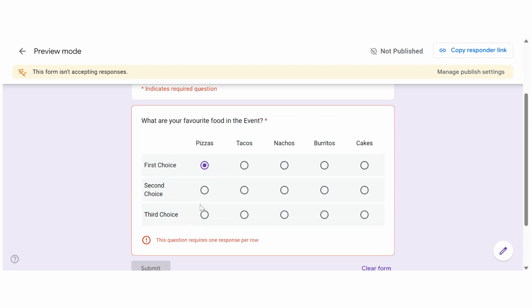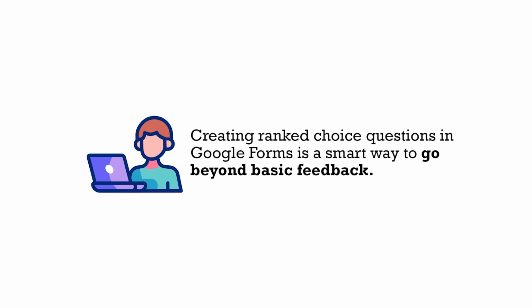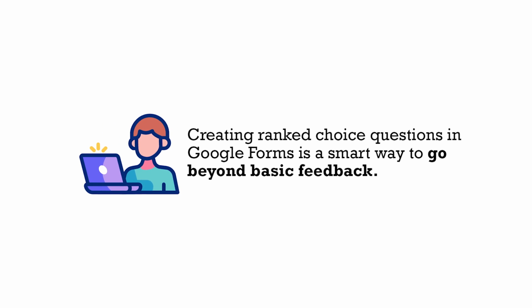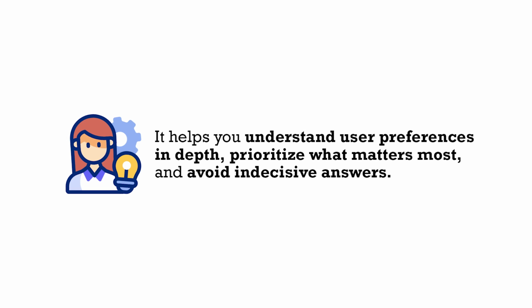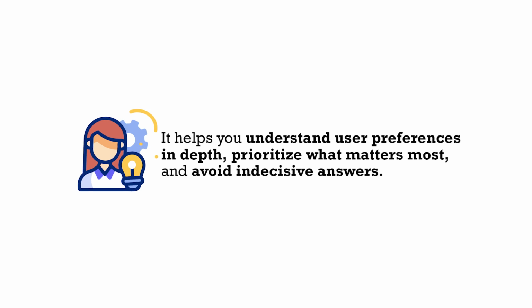And here's the best part: if they accidentally select the same option twice, like ranking tacos as both first and third, Google Forms will automatically block the duplication. Creating ranked choice questions in Google Forms is a smart way to go beyond basic feedback. It helps you understand user preferences in depth, prioritize what matters most, and avoid indecisive answers.